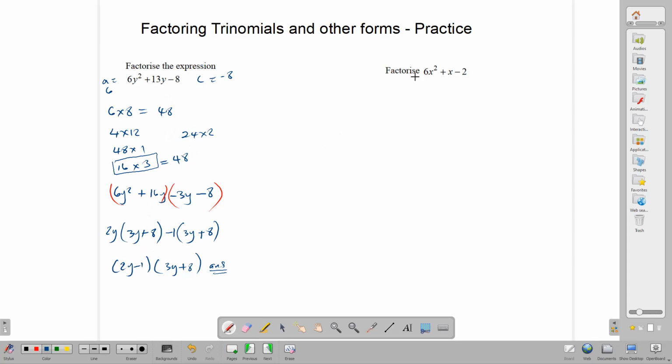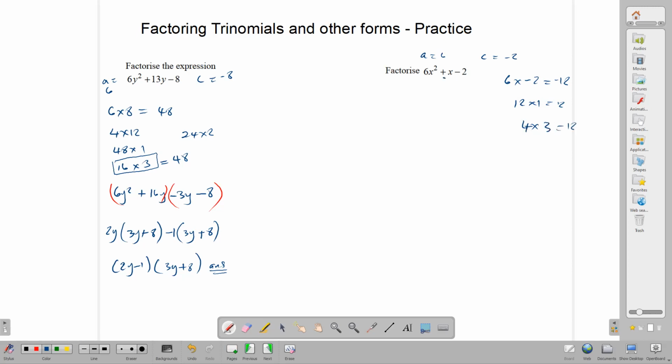Now let's look at this one. In this question, our a is 6 and our c is -2. And because one of our terms in this expression is negative, we will need to have one of the numbers in the pair that we choose to be negative. But first, let's multiply. 6 times -2 gives us -12. Let's ignore the negative for now and ask, what pairs of numbers multiply to give us 12 apart from 6 and 2? Well, there's 12 times 1, that gives us 12. And there's 4 times 3, which gives us 12.